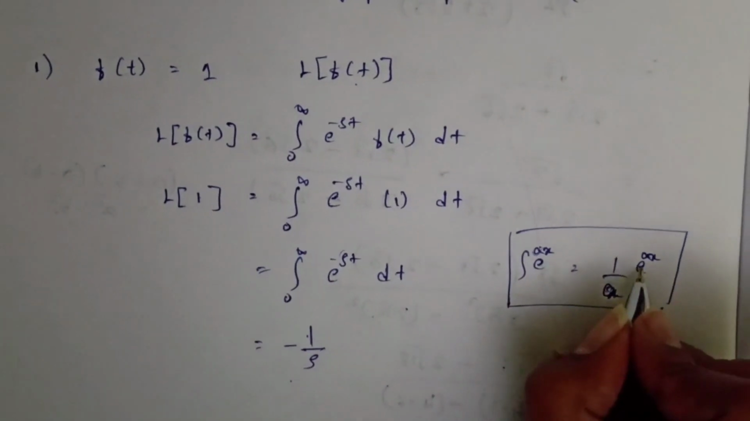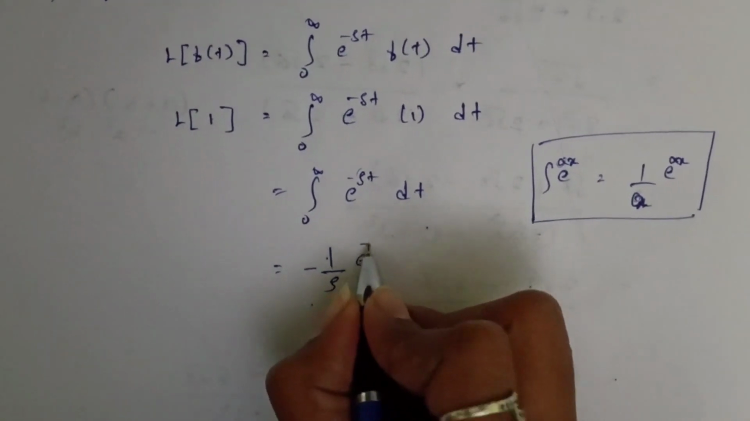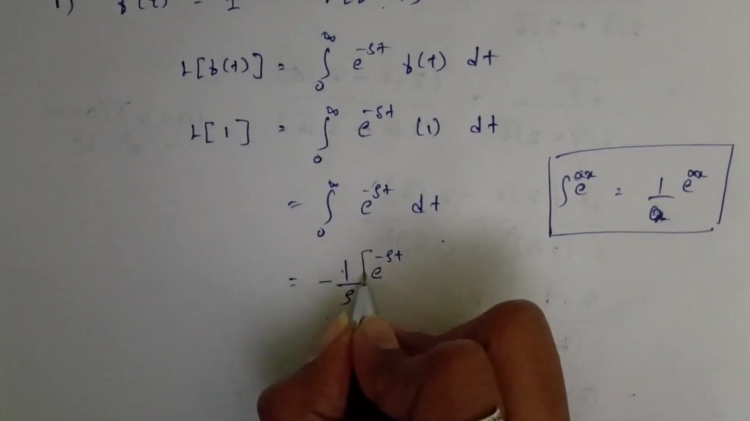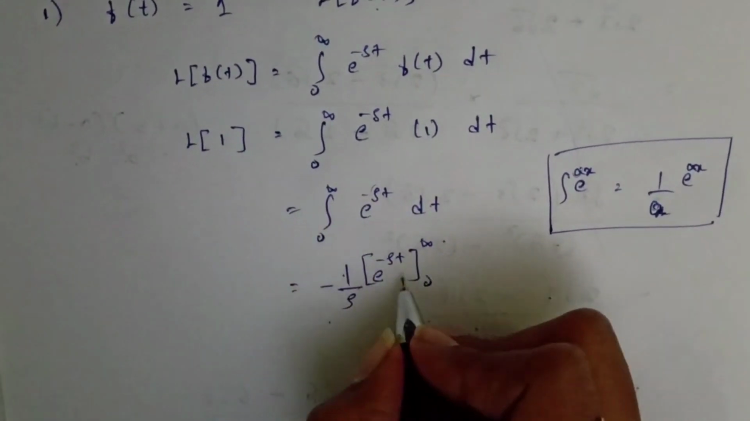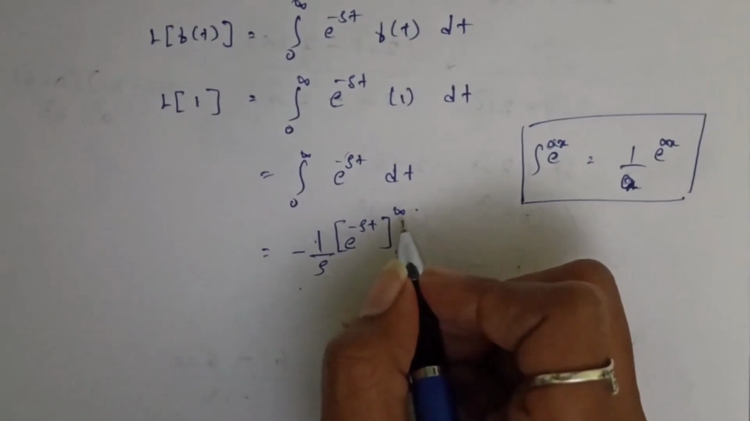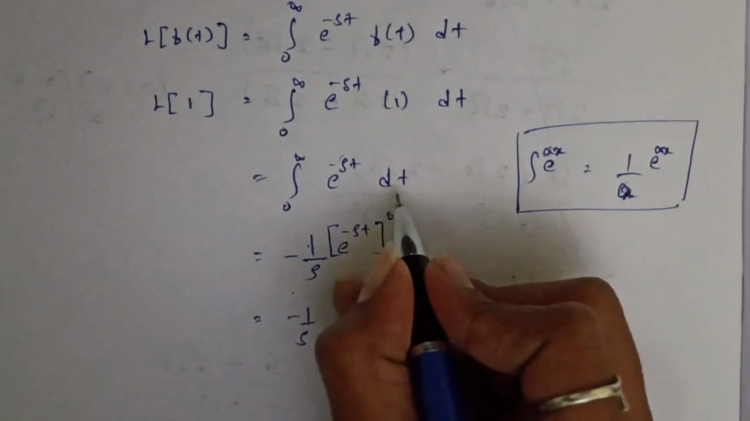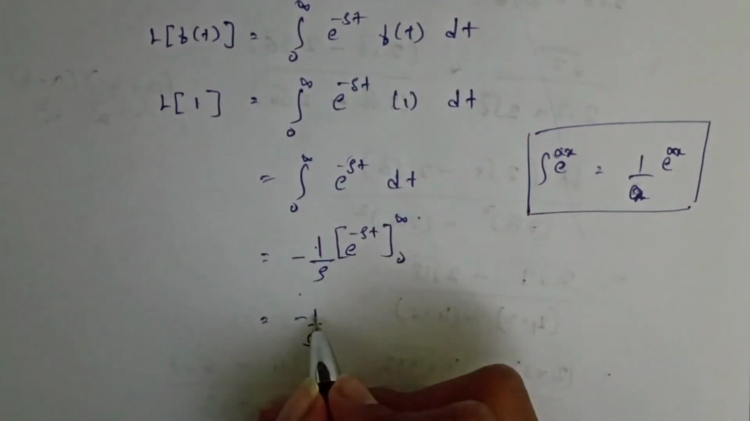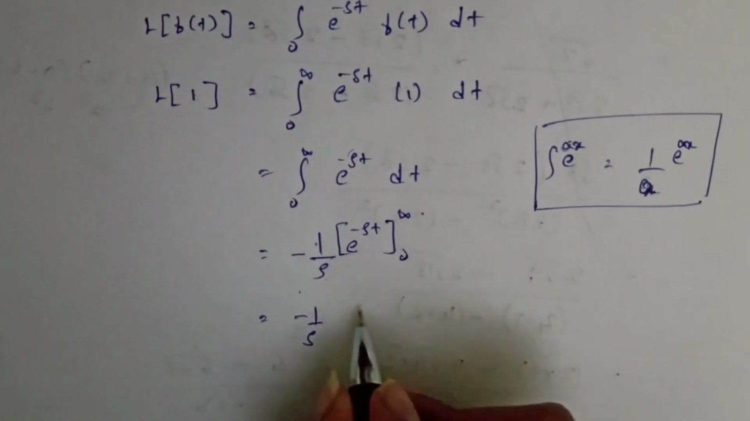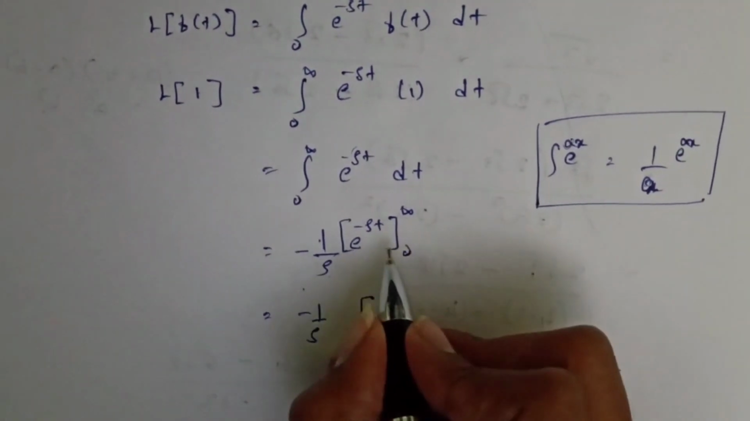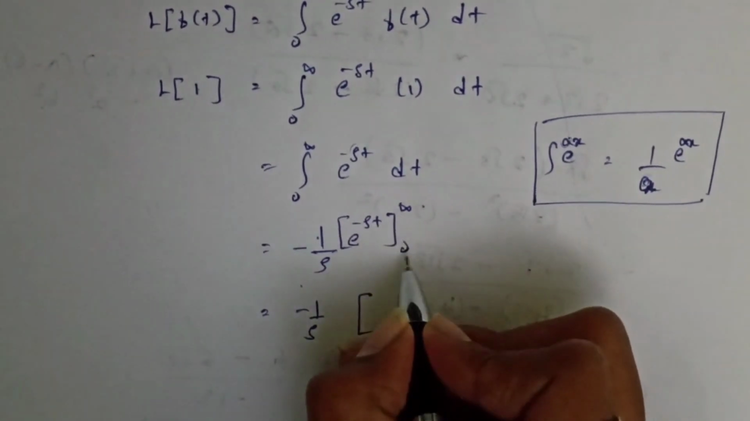Okay, so e raised to minus st as it is. We need to apply the limits again, it is the rule in our integration. Now minus 1 by s is a constant, because the only variable term is t, so s becomes a constant, and I'm writing minus 1 by s outside. Now in integration we need to apply limits: upper limit minus lower limit.